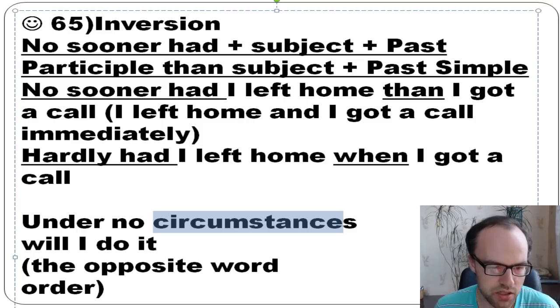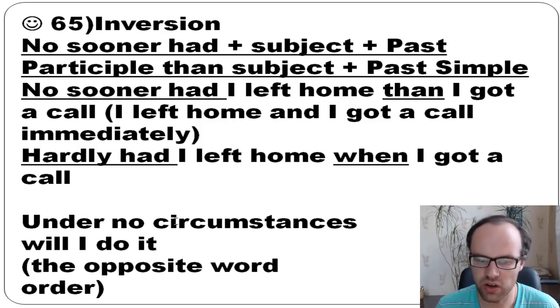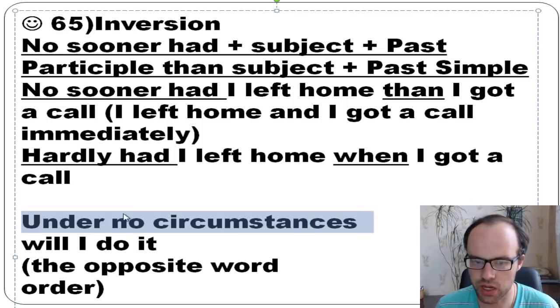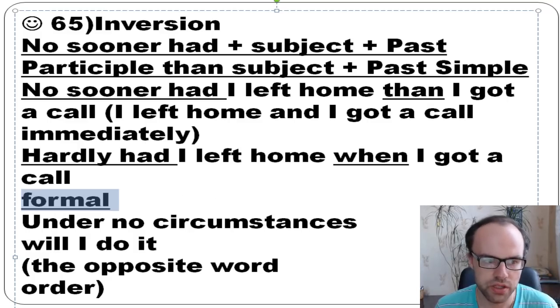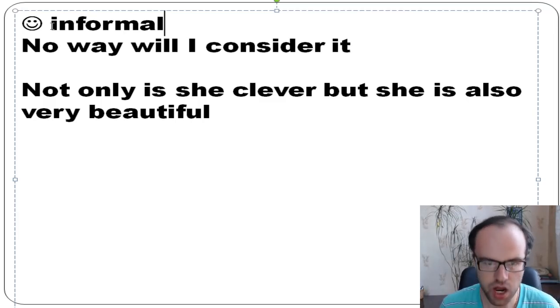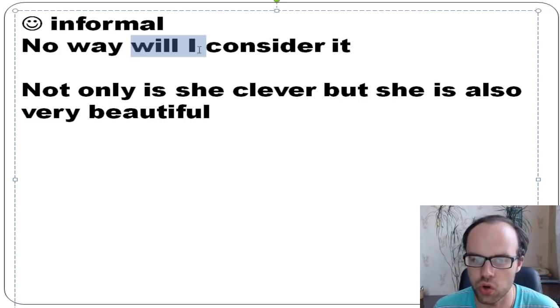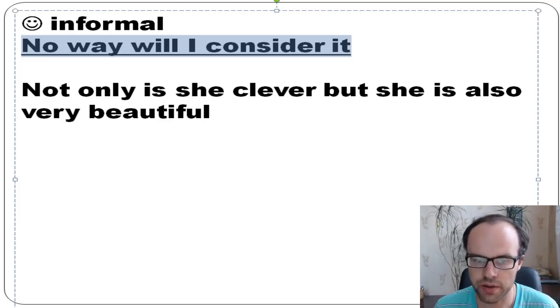Good. And there is a similar structure, no way. It has the same meaning as under no circumstances, but that structure sounds a little formal. And this structure, no way, is informal. It has the same meaning. It means that I'll never do it, okay? So no way will I consider it, or will I think about it. Generally we say "I will," but we use the opposite word order with inversion. So no way will I consider it.